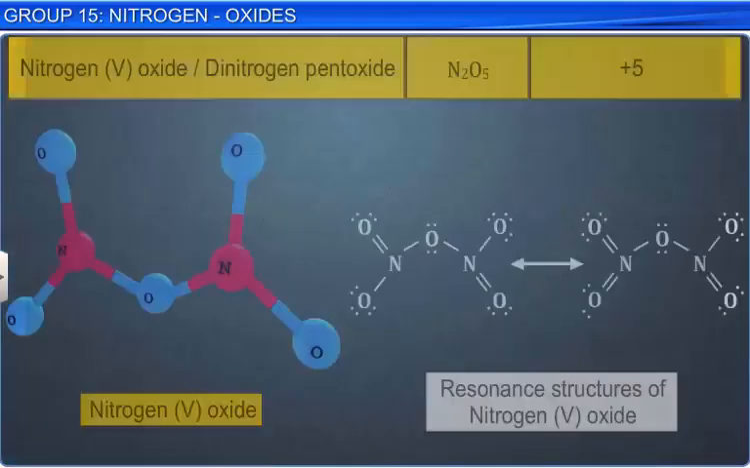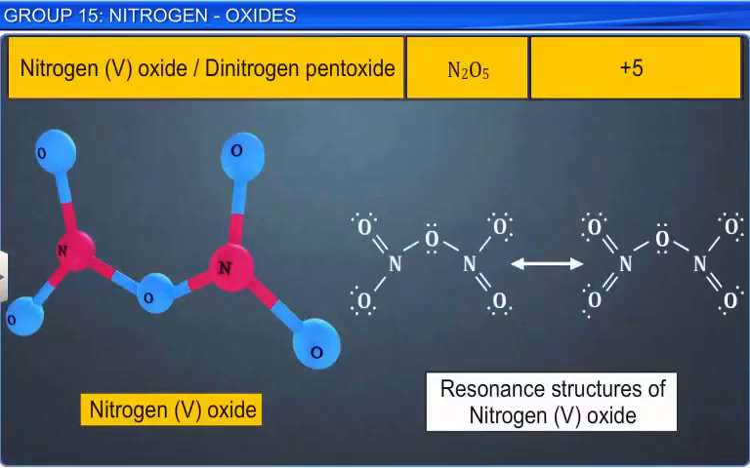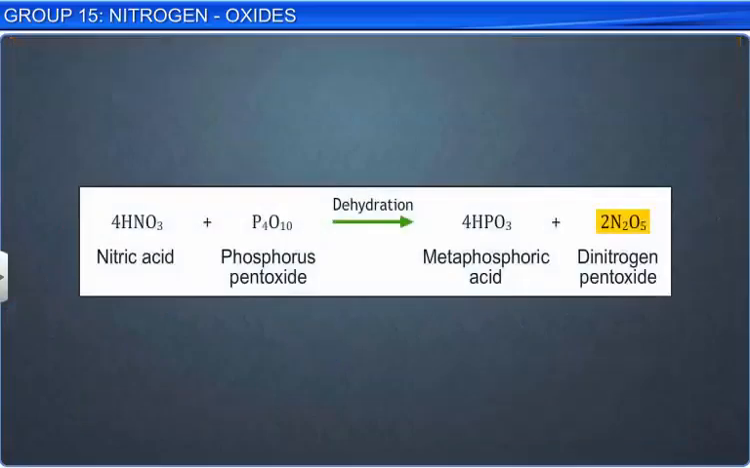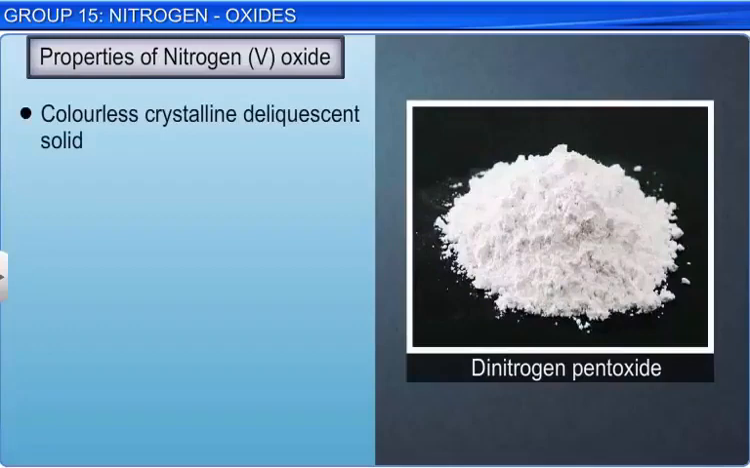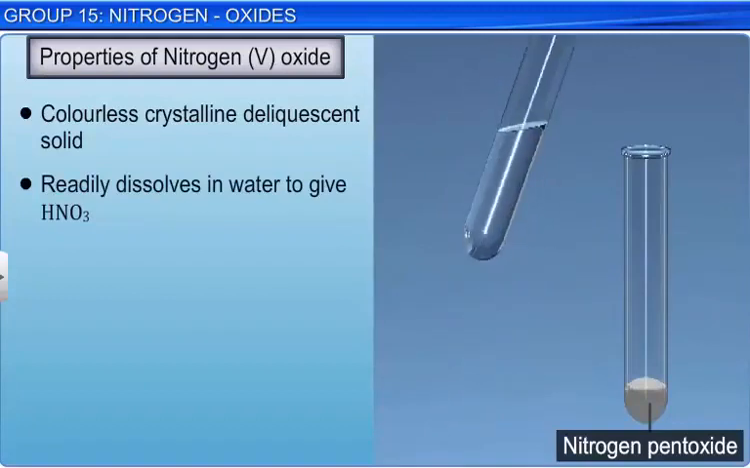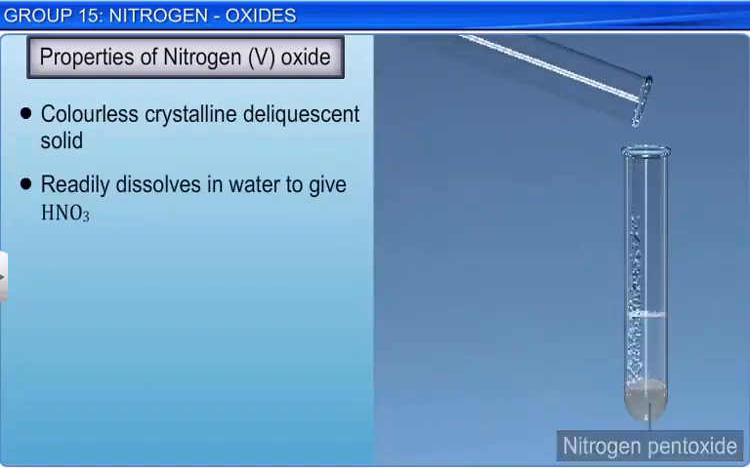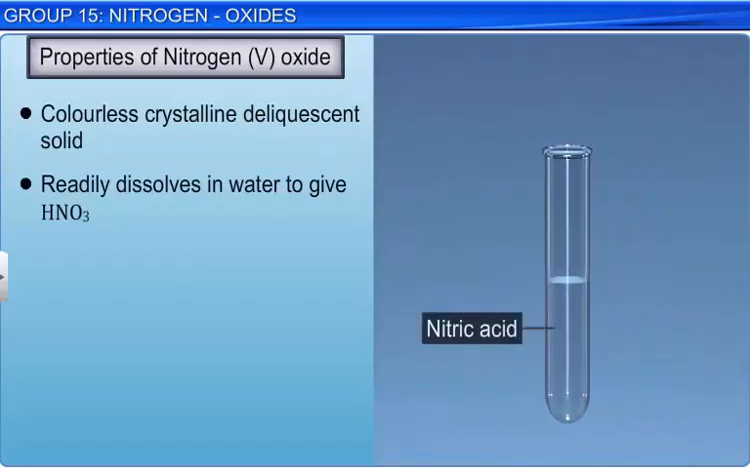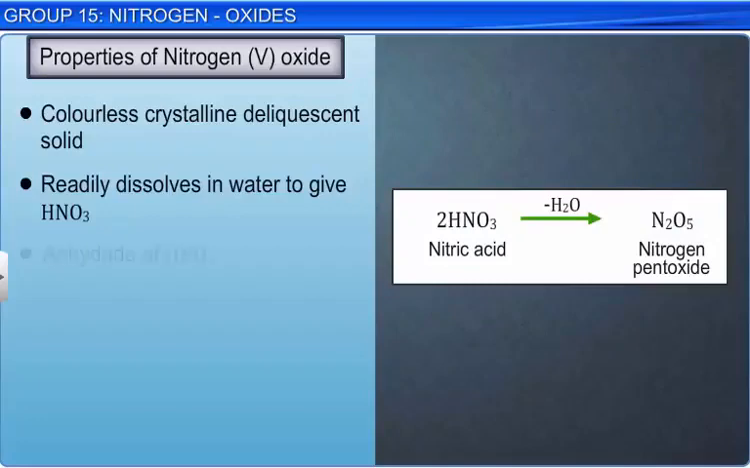Nitrogen 5 oxide is also called dinitrogen pentoxide. It is prepared by the dehydration of nitric acid with phosphorus pentoxide. It is a colorless crystalline deliquescent solid that readily dissolves in water to give nitric acid. Hence, it is an anhydride of nitric acid.